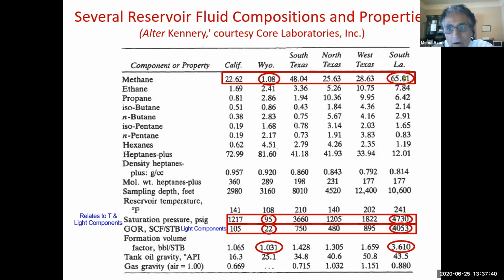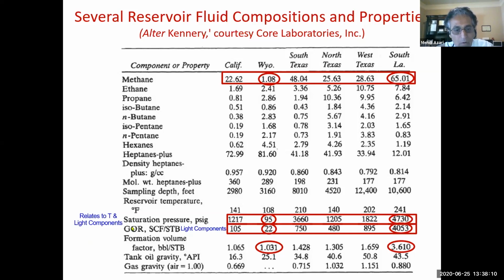The one that has the highest gas content, methane content, has a very high saturation pressure. That means at 4,730, the gas is going to come out of the oil. But the Wyoming sample has a very low amount of methane or other gases in it, so you have to drop the pressure way, way down to get the gas to come out. So now you can see a correlation between methane and the saturation pressure.